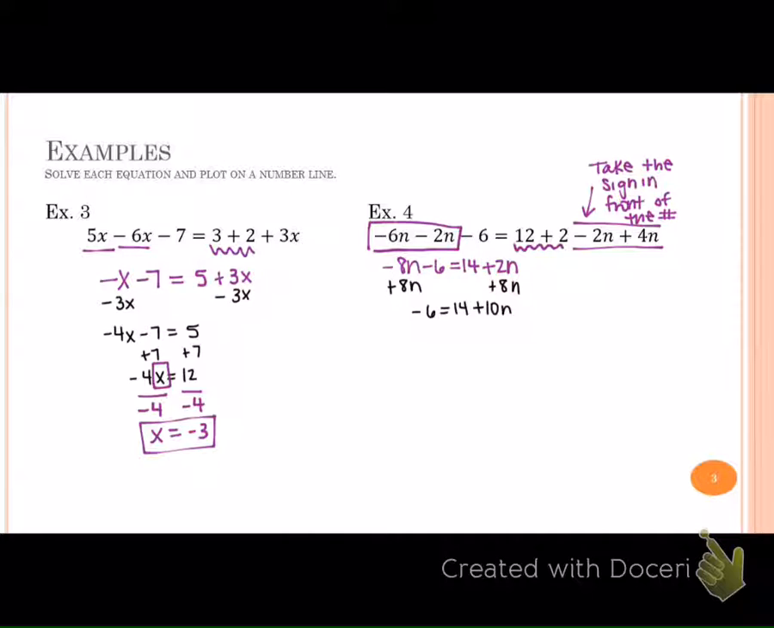Hannah, what do I have to do now? Subtract 14 from both sides. Very good. So we've gotten variables to the right side and constants to the left, so we're doing good there. So now we just have to isolate this n.